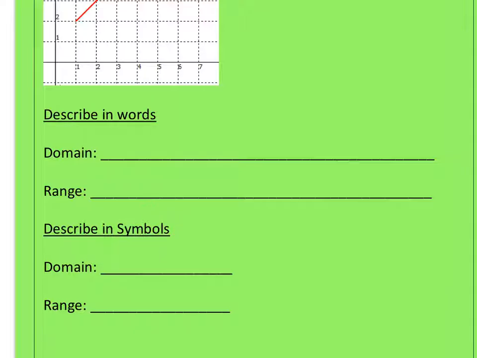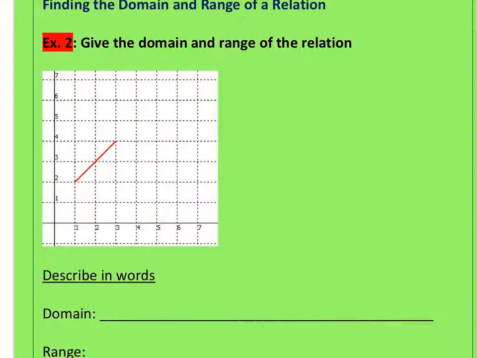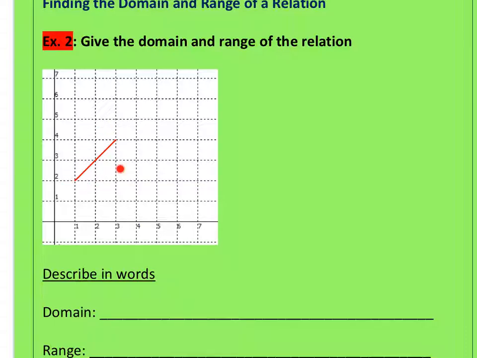in symbols. What you'll notice about this particular graph is there are no ordered pairs here. So for instance, you don't see an ordered pair here at 1, 2, or at 2, 3, or at 3, 4. We can put them in there, but they're actually not there. And the reason for that is that those are not the only 3 points that are part of the domain and range. There could be a point right here, which would be 1.5, 2.5, and that's part of the domain and range of the relation.